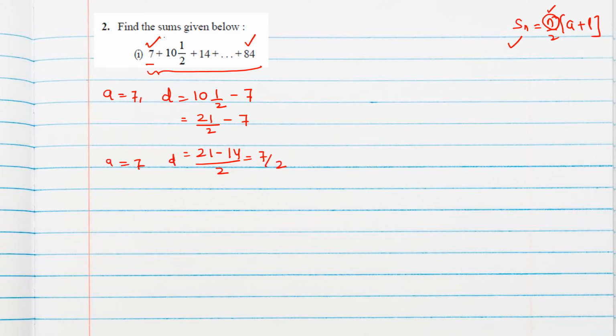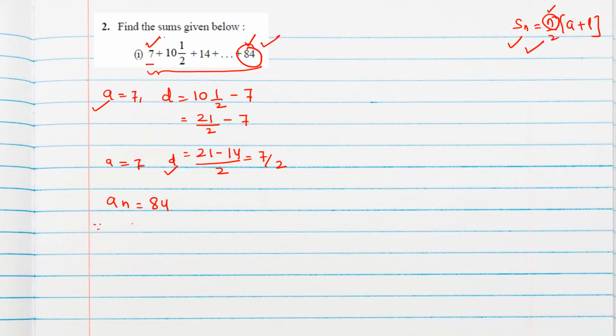A is 7 and this is the last term. Here, as I told you, an is 84, and the last term we can suppose as an. So now we can get n. The nth term is 84, a is given, d is given. We can find n, and that n value we will substitute to find Sn.